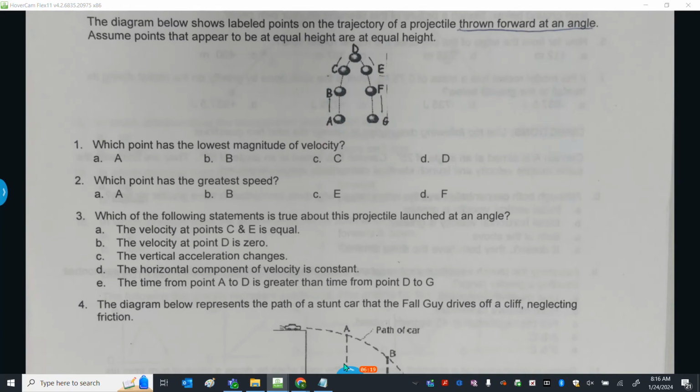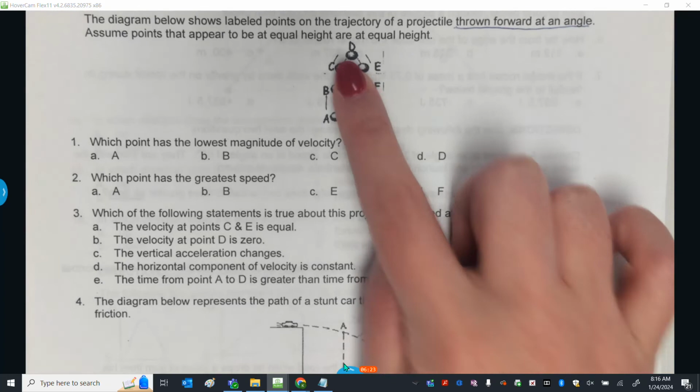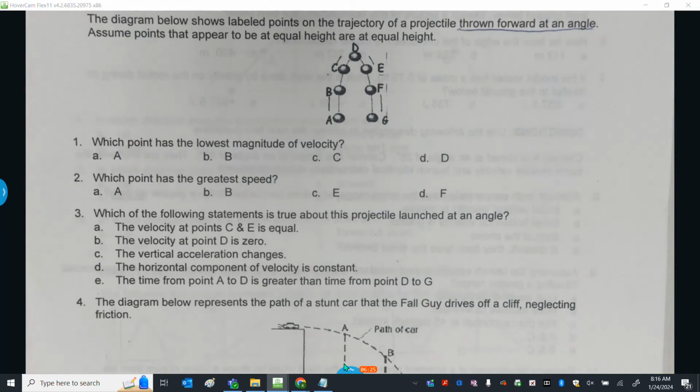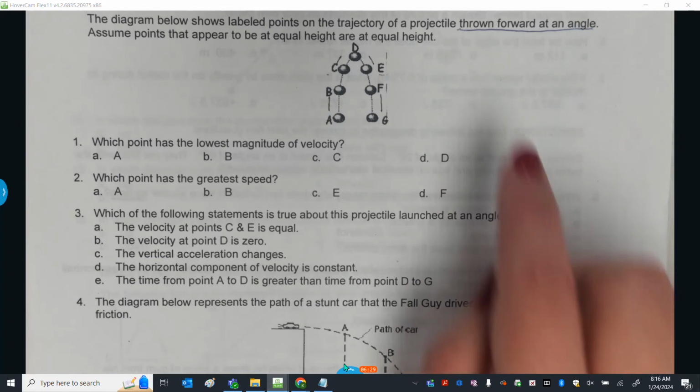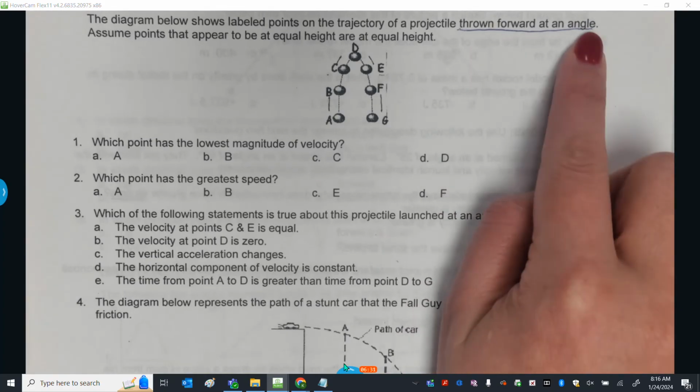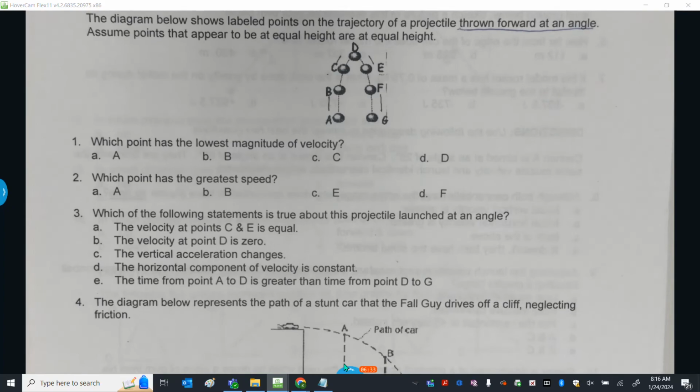Option B says the velocity at point D is 0. And again, I addressed this a second ago as well. The vertical velocity at point D is 0. But this projectile was thrown forward at an angle, which means there is still forward velocity at point D, and thus its velocity isn't 0. Not its total velocity anyway, just its vertical velocity. And so we do not want to pick answer choice B.